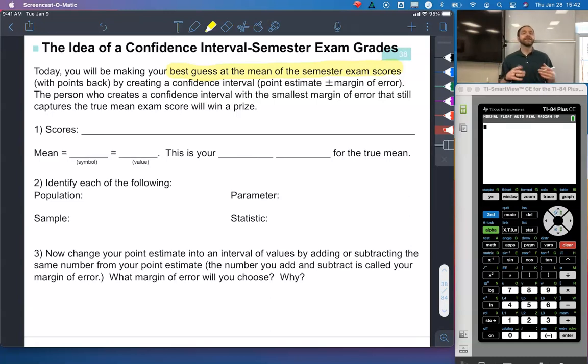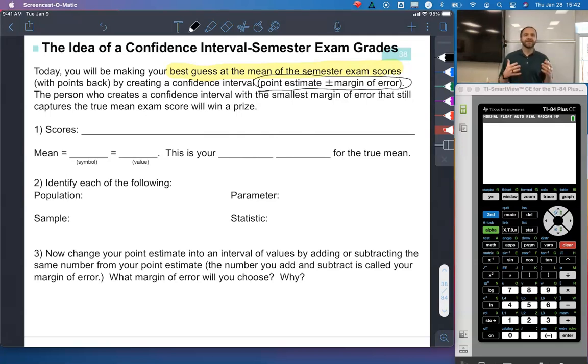We're going to create a confidence interval, and so maybe underline this because this is the part that we're doing that's new. A confidence interval is your point estimate, your best guess, plus or minus a margin of error. And we're going to figure out what that margin of error is as we go through the lesson. And the person who creates a confidence interval with the smallest margin of error that still captures the true mean will win a prize. My respect for you.